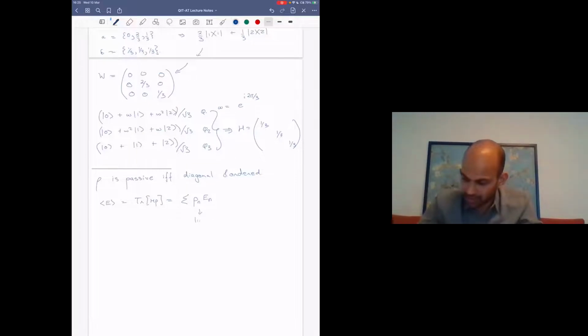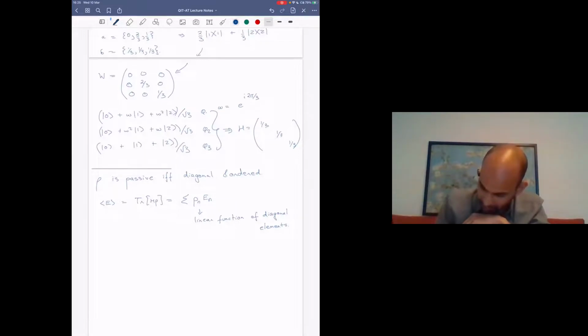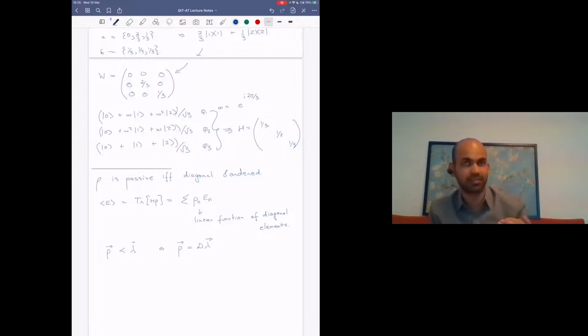So this is now a linear function of the diagonal elements. And we know that the diagonal elements as a vector, so if I take P as a vector, is always majorized by lambda, where lambda again is the vector of eigenvalues, which means that P is always equal to D times lambda, no matter what unitary operation we do. Even for the initial state, the values of P are always going to be given by some doubly stochastic matrix on lambda.